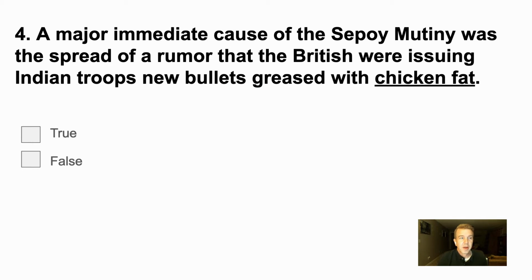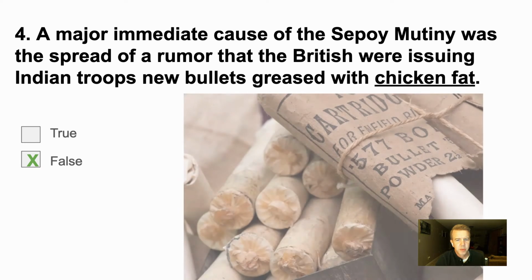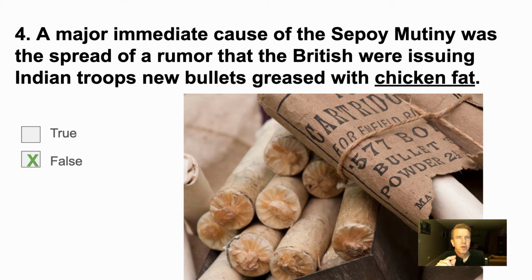A major immediate cause of the Sepoy Mutiny was the spread of a rumor that the British were issuing Indian troops with new bullets greased with chicken fat, and that is false. It was that they were greased with pork fat and beef fat. Let's stop and think about that. This is a country of mostly Hindus for whom cows are sacred, so that makes the beef fat a really bad thing for the Hindus. And the other people are Muslims who can't eat pork, so that makes the pork fat a problem.